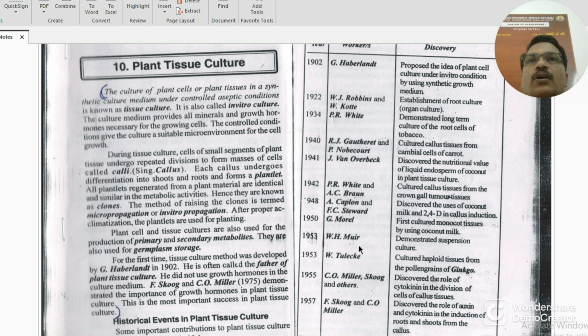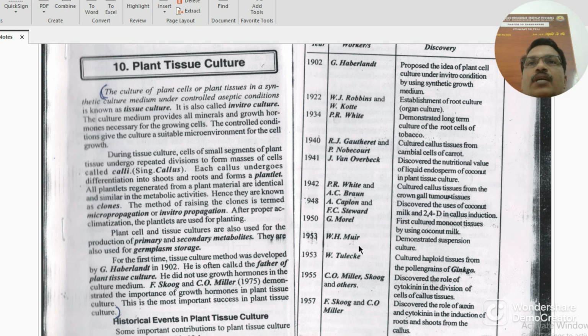Of course, it is also called in vitro culture. Why is it called in vitro culture? In vitro means within vessels, glass vessels, small containers. Culturing a plant in a container is called in vitro culture. So the culture medium provides all the essential nutrients and growth hormones necessary for growing the cell. Okay, so the controlled condition gives the culture a suitable micro environment for cell growth. So micro environment means controlled in the laboratory.